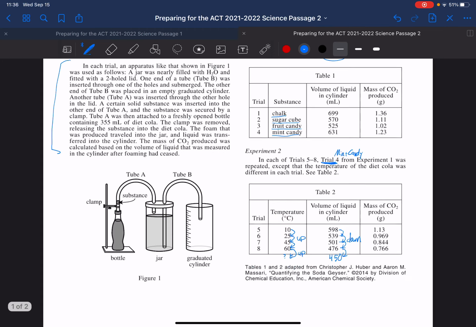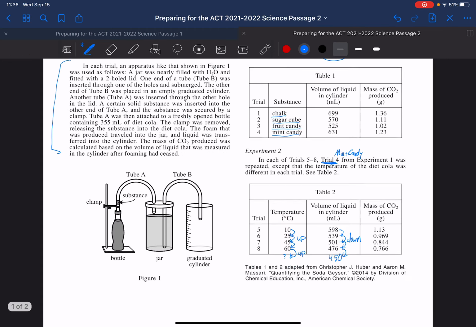Number 11, according to figure 1, which of tube A and B, if either, had at least one end submerged in a liquid before the clamp was removed? Now here they say a liquid. It's not necessarily water. So let's take a look at the picture and see which ones had at least one end submerged. So here we've got this one submerged, but tube A is not being submerged because they would have shown it right there, but we don't see it happening. So that means it was only tube B that was submerged in a liquid. That's why the answer is letter B.